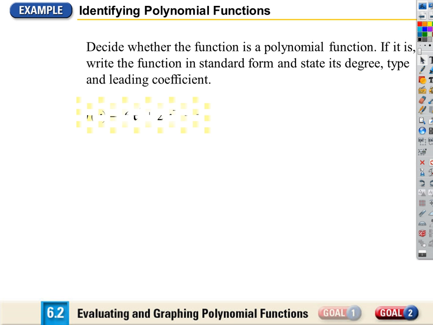Yes or no? Okay, what's the problem with this one? Got a negative power. That's not a whole number, right? Whole numbers have to be greater than or equal to 0. So no go.